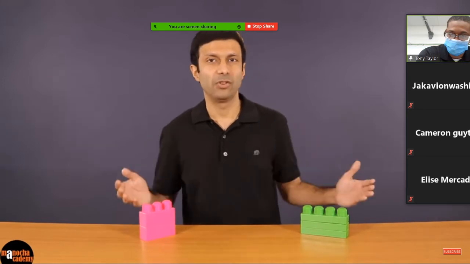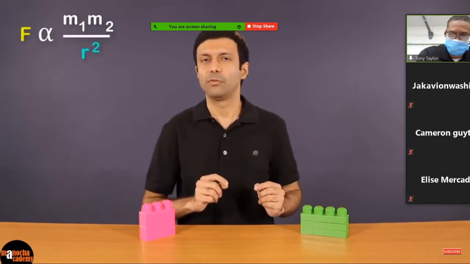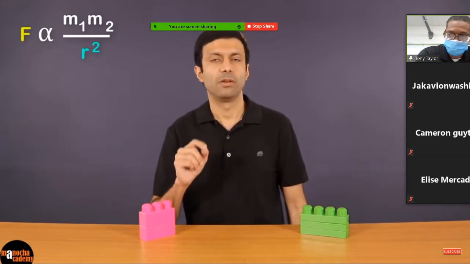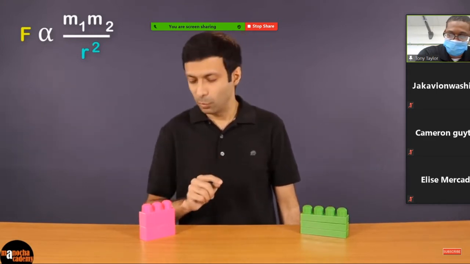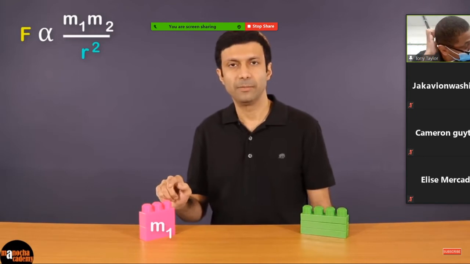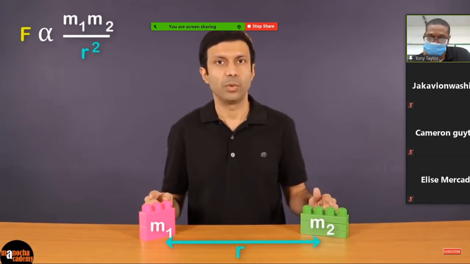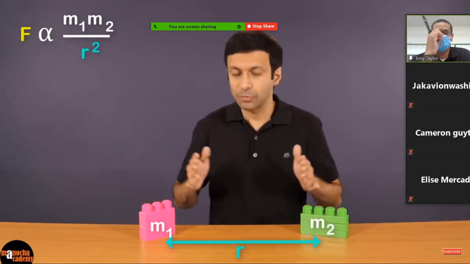If we combine the relations, gravitational force is directly proportional to m1 m2 by r square, where m1 is the mass of the first body, m2 is the mass of the second body, and r is the distance of separation between the center of masses of the two bodies. So if the mass or the distance of separation between the two bodies changes, then the force will also change.